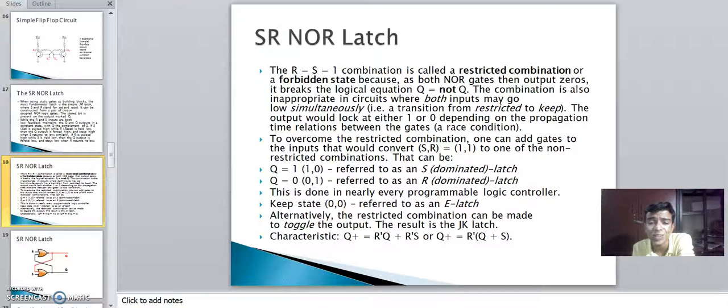Alternatively, the restricted combination can be made to toggle the output. The result is the JK latch. So combining these inputs and outputs in different ways gives us different types of latches, as we will be seeing in the further slides. The characteristic equation is given as Q next equals R' Q plus S, or Q next equals R' Q + S.